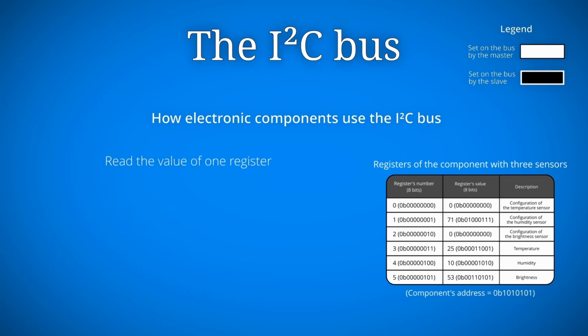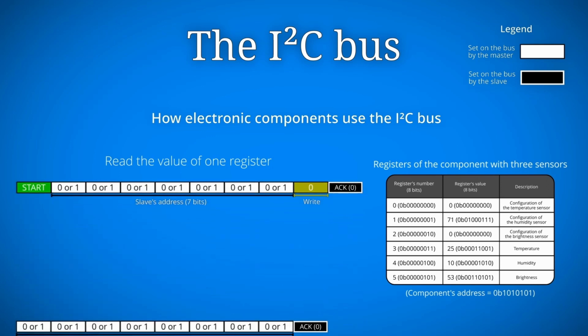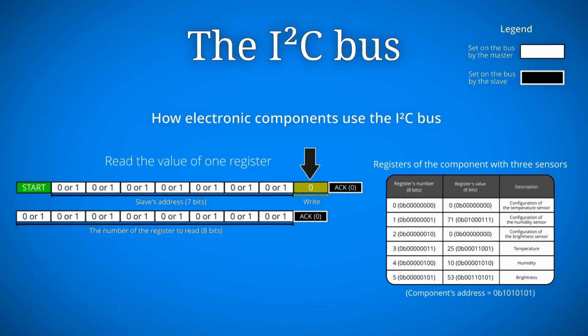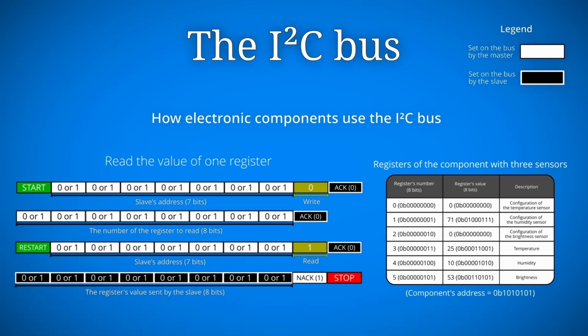To get the value of a register, the master must combine 2 requests. First, it must use a write request of 1 data containing the number of the register to read. Then it must use a read request of 1 data. Without the write request first, the slave doesn't know which data it must send for the read request.